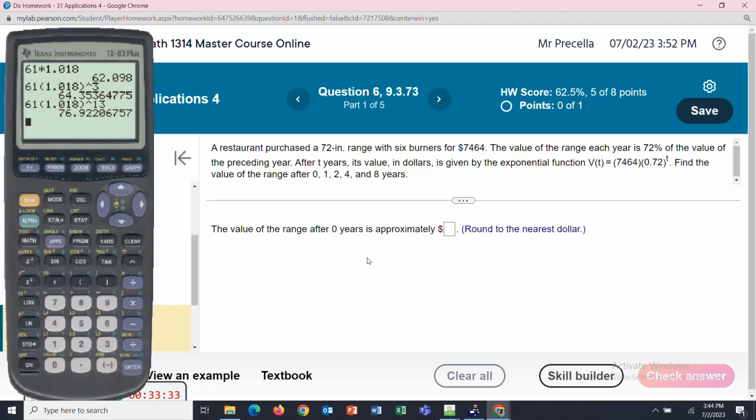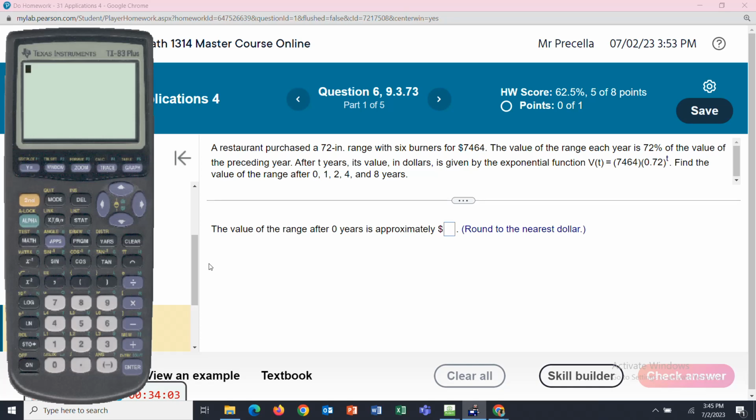A restaurant purchased a 72-inch range with 6 burners for $7,464. The value of the range each year is 72% of the value of the preceding year. So that means that each year it's losing 28% of its value.